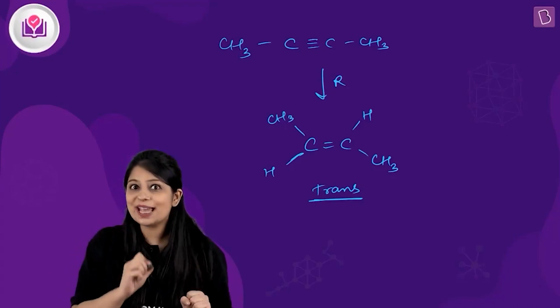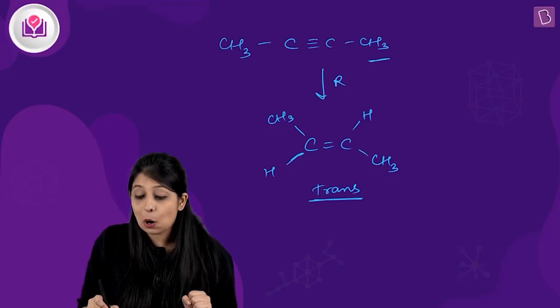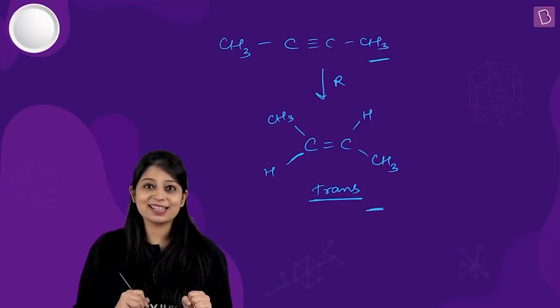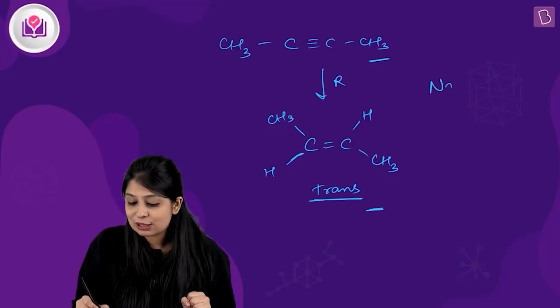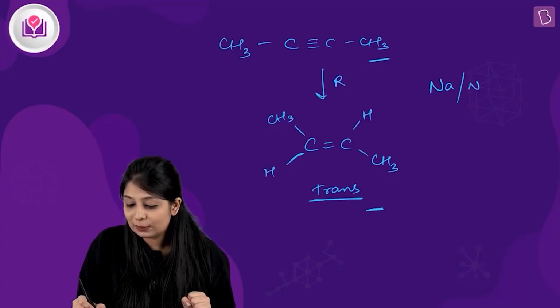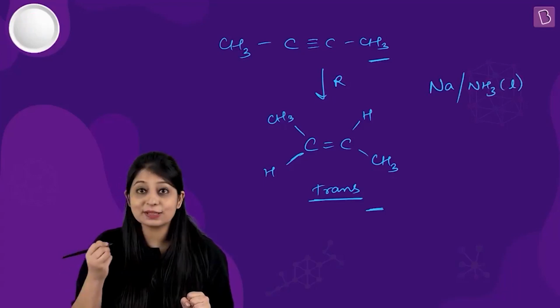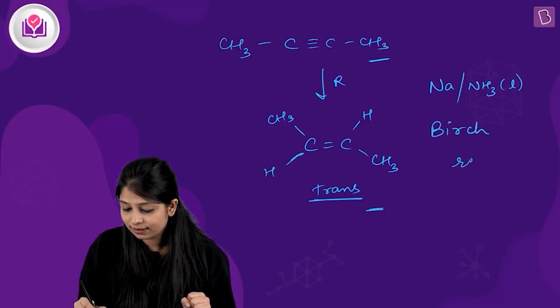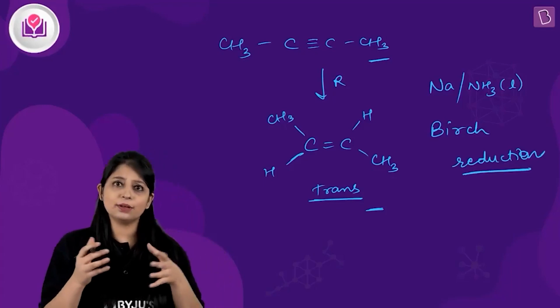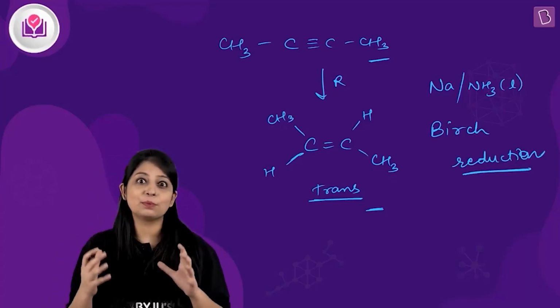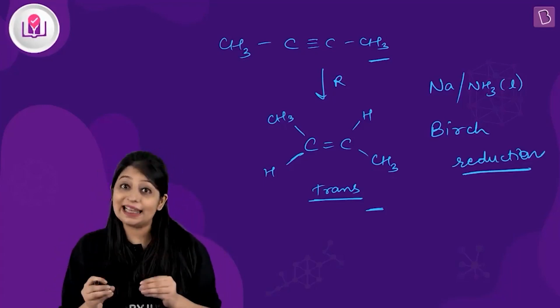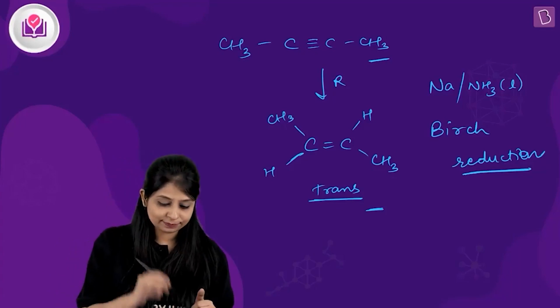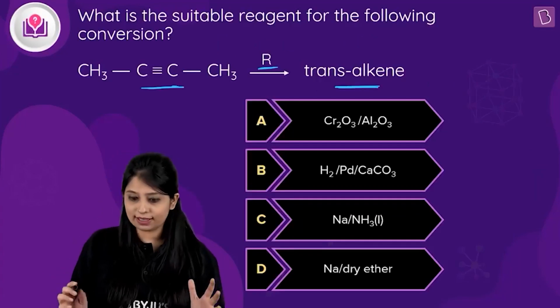And which reagent is able to convert a non-terminal alkyne into trans-alkene? Well, that is sodium in liquid ammonia. That is the Birch reduction, right? It is reduction. Why? Because hydrogen is being added to the triple bond to give us the alkene, right? Okay. Now let's have a look at the options that are given to us.